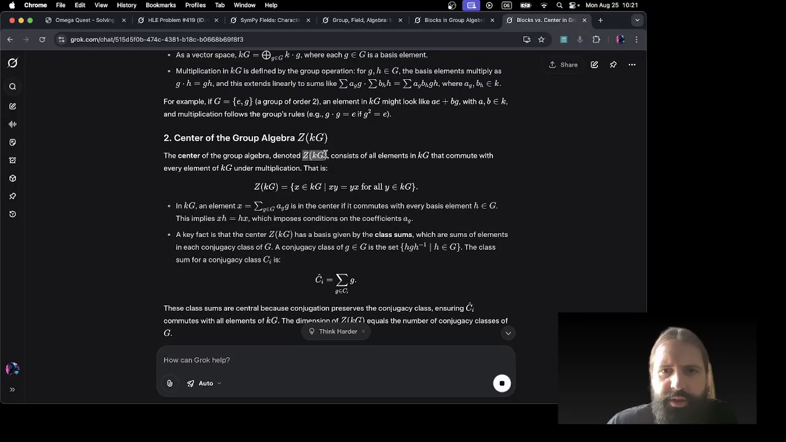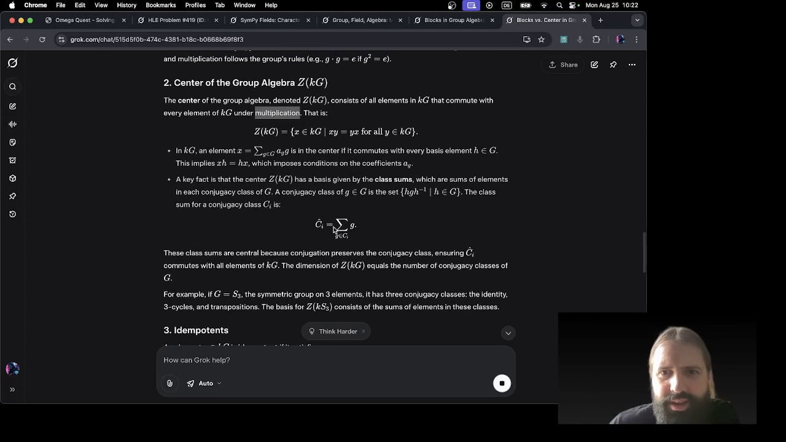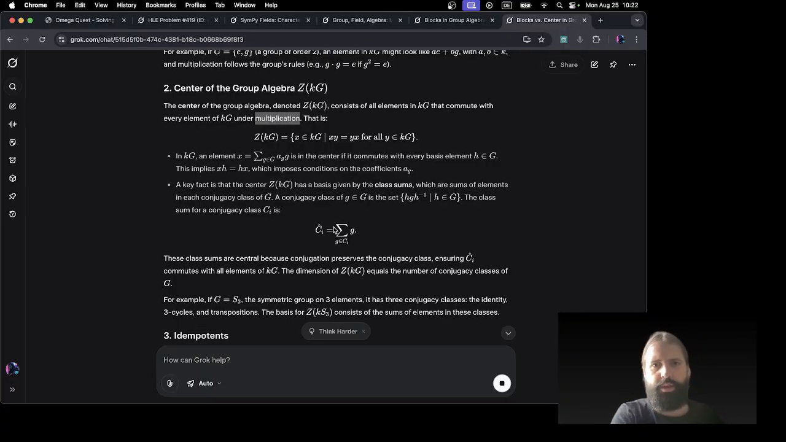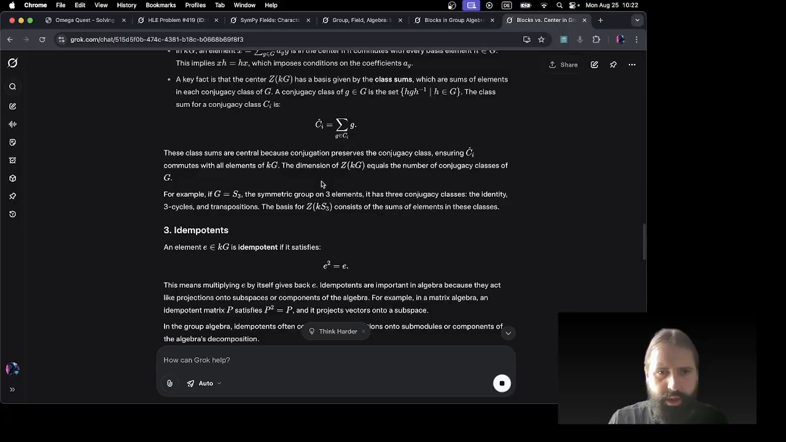The definition of center is the same thing, right? It's similar. So it's the elements in KG that commute with every element of KG under multiplication. What's more, it's even using multiplication, which is then the equivalent of the operation in the group G. In KG, an element x is in the center if it commutes with every basis element. Okay. A key fact is that it has a basis given by the class sums, which are sums of elements in each conjugacy class. Okay, that's getting too complicated.